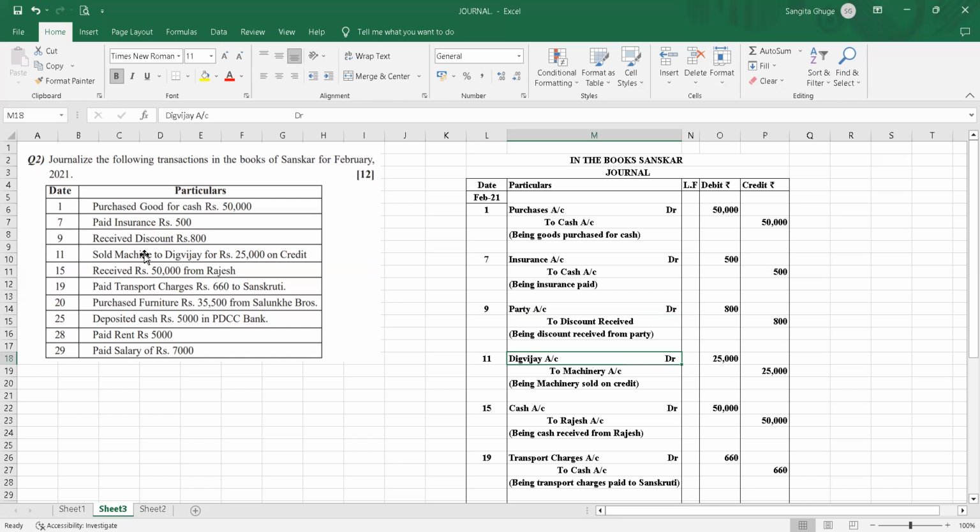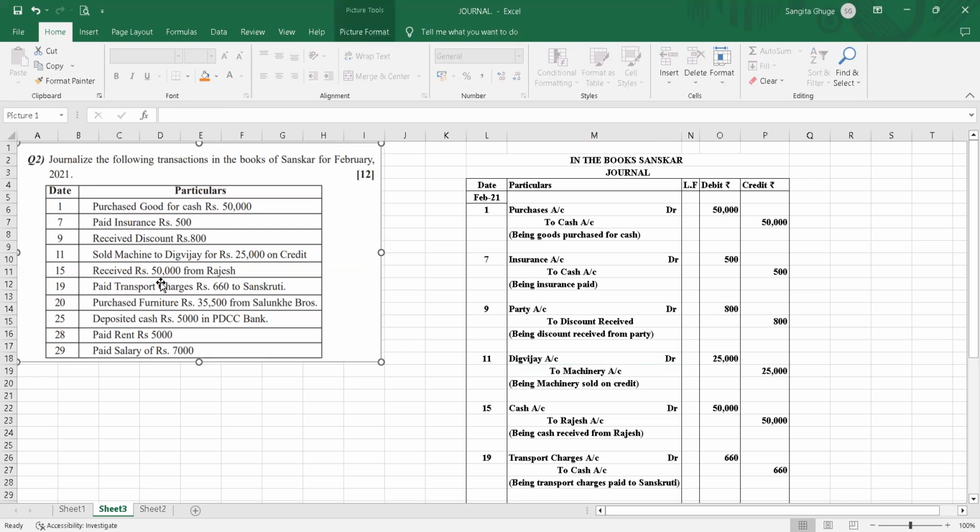Then next transaction, sold machine to Digvijay for rupees 25,000 on credit. See, you sold the machinery, and this is on credit. On credit means you didn't receive any cash right now. Okay, so machine goes out and Digvijay is the receiver of that machine. So Digvijay account debit 25,000 to machinery account, as machinery goes out. So you have to give credit to machinery account.